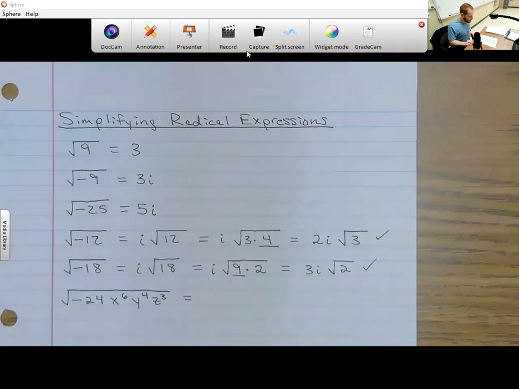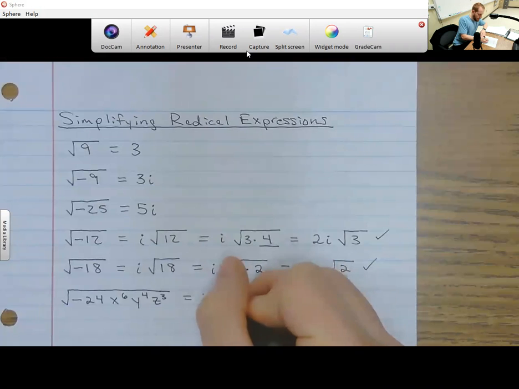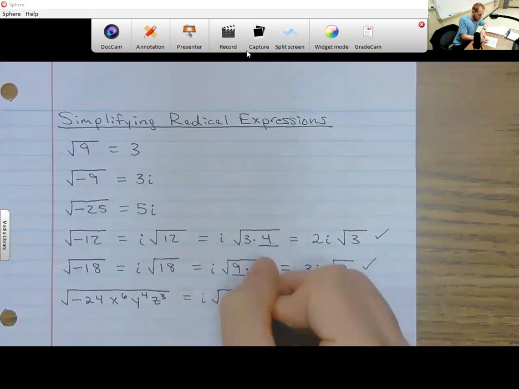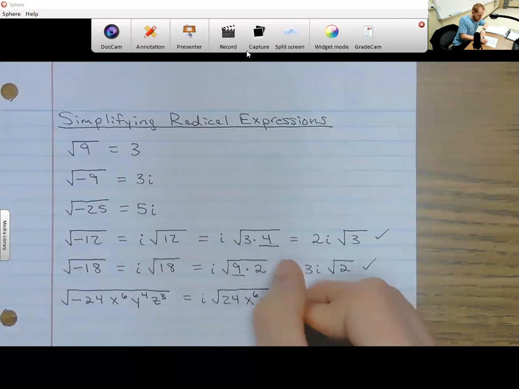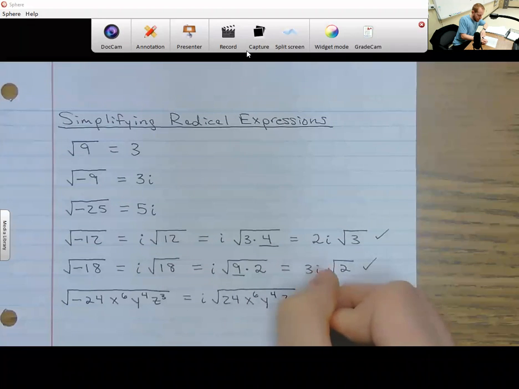All right, let's look at this one. So when I do problems like this, where I have numbers and variables, I always start off with the numbers first, and then I go from there. So I can take the negative out as an i before I do anything. So the i is going to come out, and it's actually going to change into a positive on the inside. A positive 24, x to the 6, y to the 4, and z cubed.